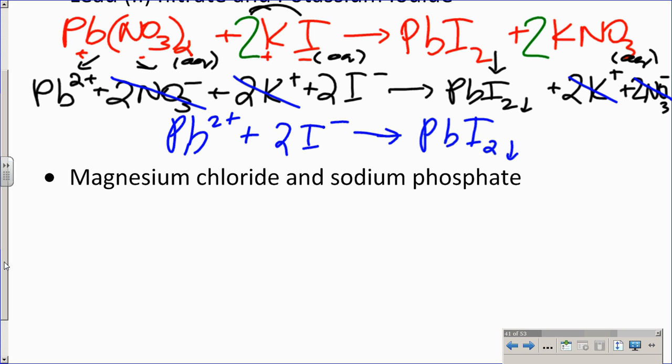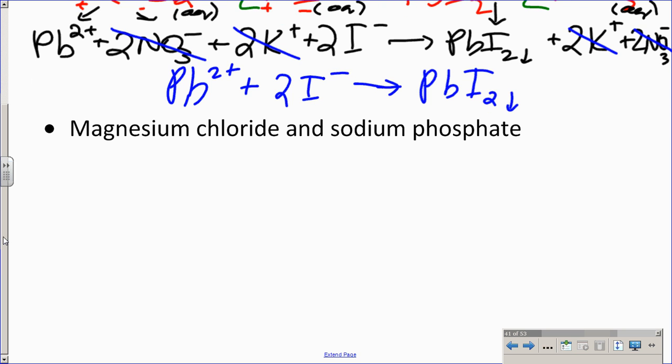Let's do one more double replacement, and then we'll do a single replacement, okay? And then you guys will do your lab. All right, magnesium chloride. Look at it. I'll give you 30 seconds to write down your reactants.